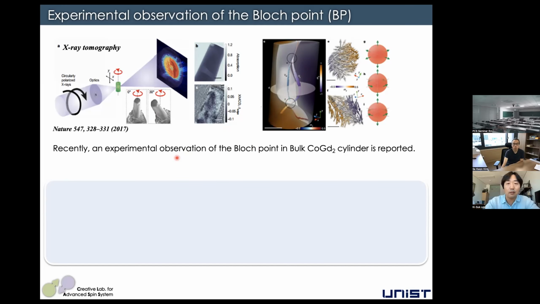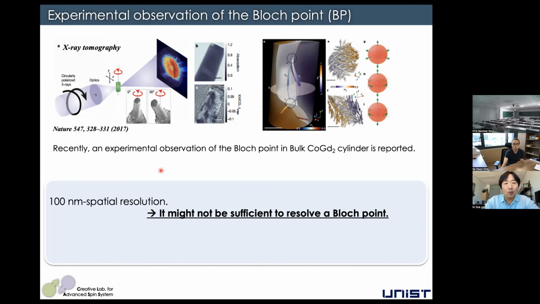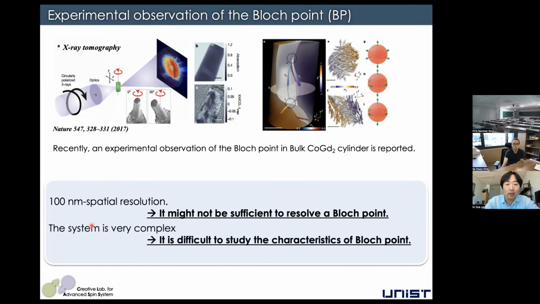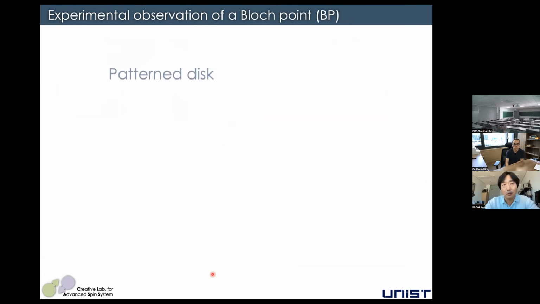Fortunately, they found these structures, but it's not a reliable structure. Also, they have a very large spatial resolution, which is not sufficient to measure the Bloch point. It's also difficult to study the characteristics of Bloch points. So we think about a fabricable or repeatable formation of the Bloch point inside patterned structures.